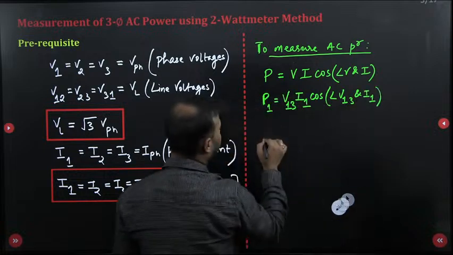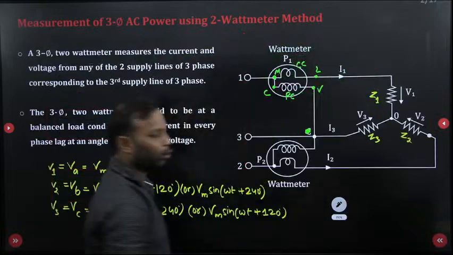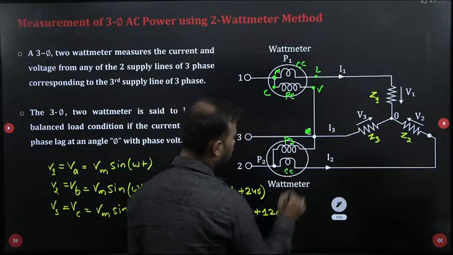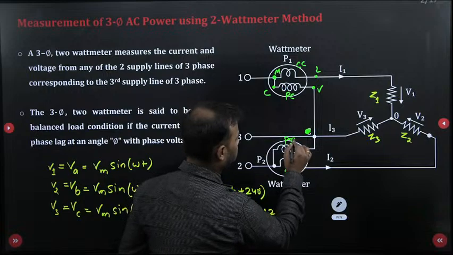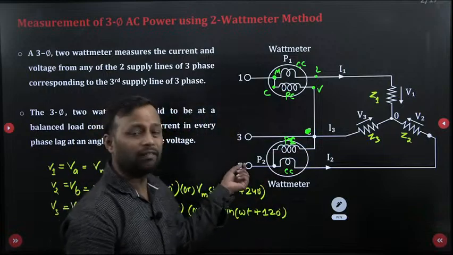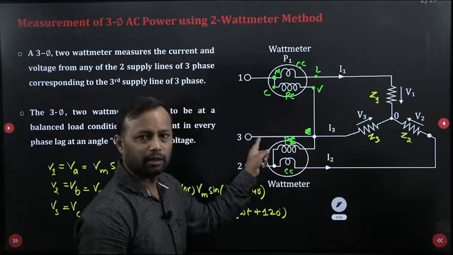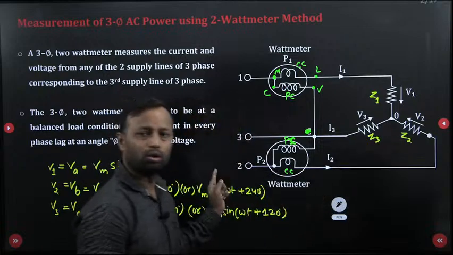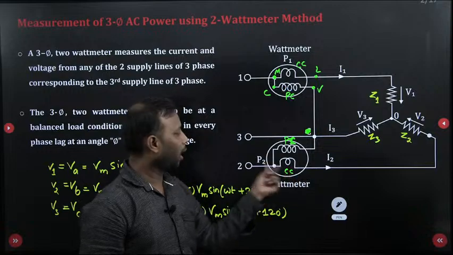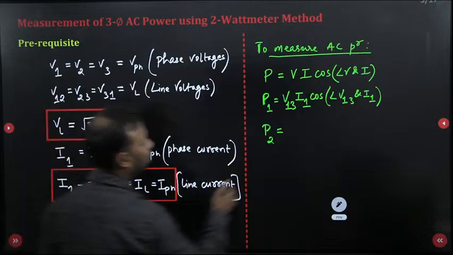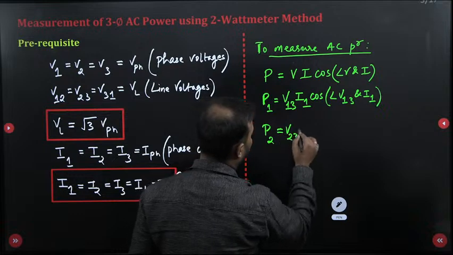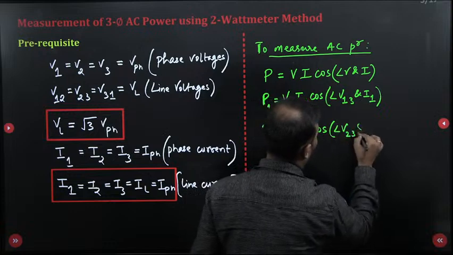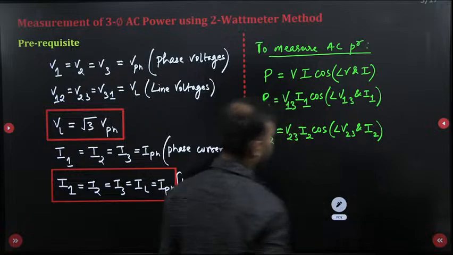Done? Now similarly, please let me know for P2, where is the potential coil? Potential coil is here. And where is the current coil? Current coil is here. So this is the potential coil. Okay. So the potential coil is connected between which lines? Line 2 to line 3, which is acting as a neutral line. And similarly, your current coil is connected where? In line 2. So this will give you the current, and this will give you the voltage. So for the P2 wattmeter, it will be V23, I2 and cos of angle between V23 and I2. So this we need to measure.